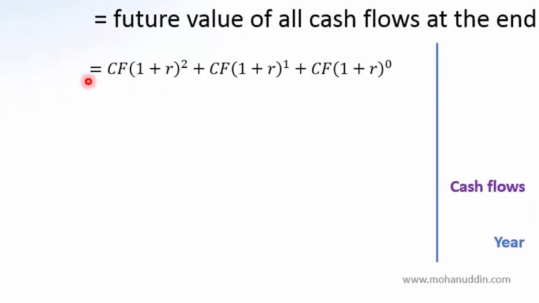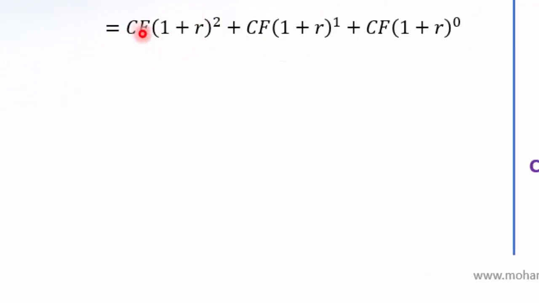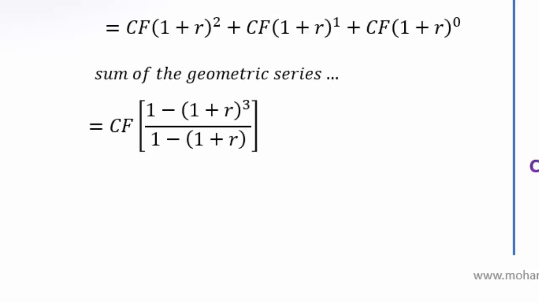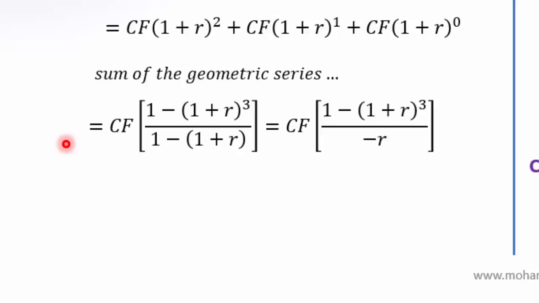From here, if we look at the expression, it is like a geometric progression, because you can see there is a common ratio between every two corresponding elements in the expression. So if we take the sum of the geometric series, you can Google the formula for the sum of a geometric series. I'm not going into detail of that. Ultimately it becomes CF times (1 minus (1 plus R) to the power 3) over (1 minus (1 plus R)). From here you can simplify.